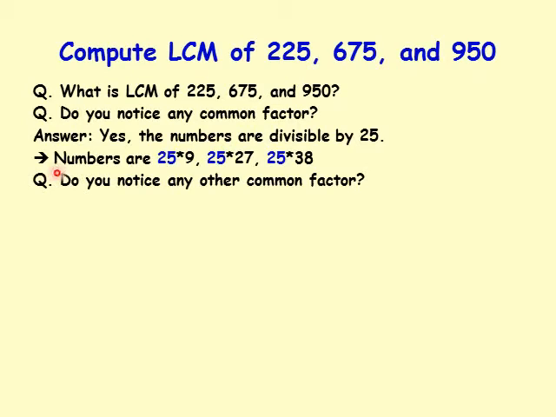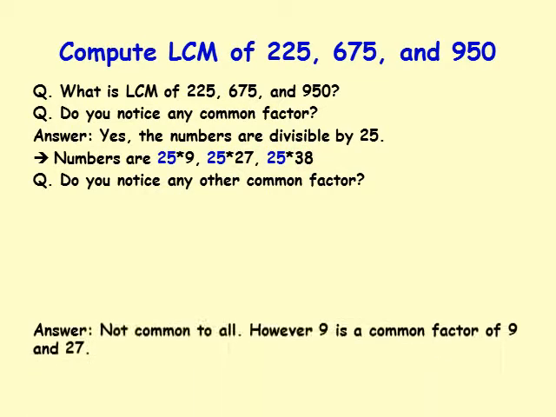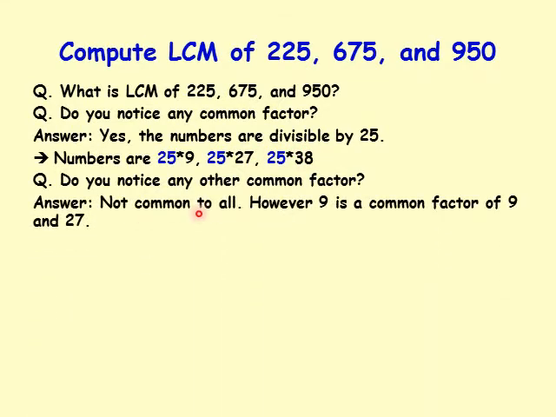Let's continue. Do you notice any other common factors? Okay, 9, 27, and 38. 9 and 27 have a common factor 9, and 38 does not have the same common factor. Not common to all, but 9 is a common factor of the first two numbers, 9 and 27. So 25 is a common factor to all, and 9 is a common factor to two numbers. Now we have numbers 3 and 38.